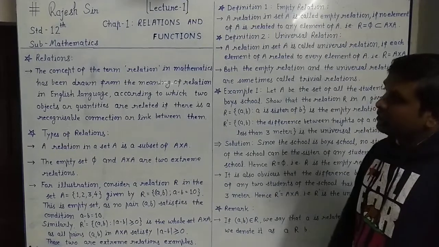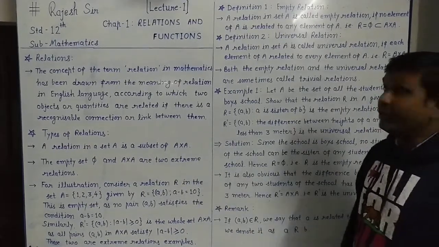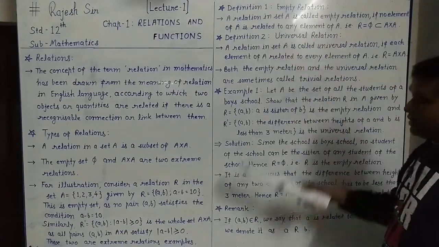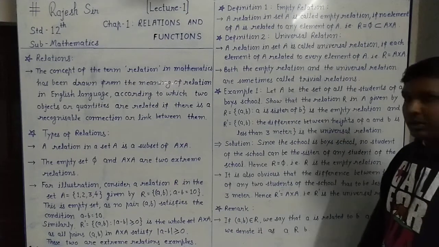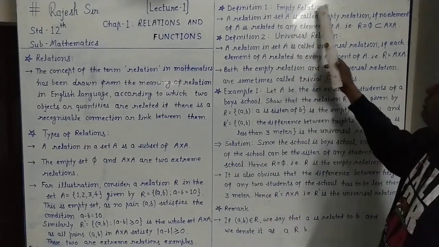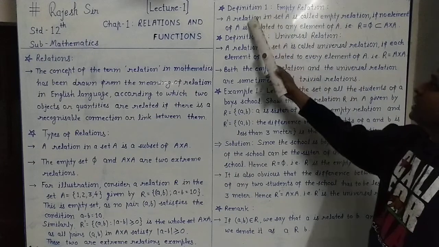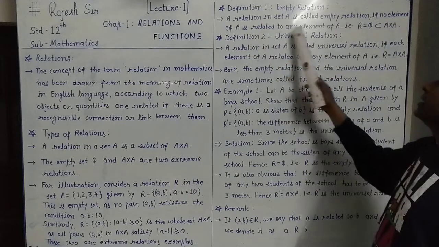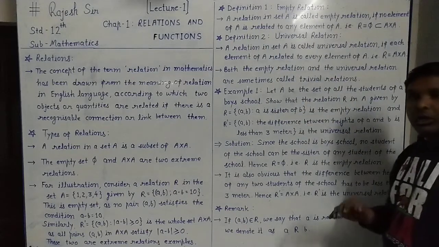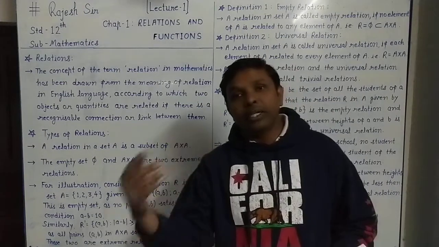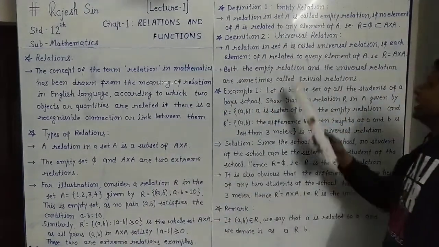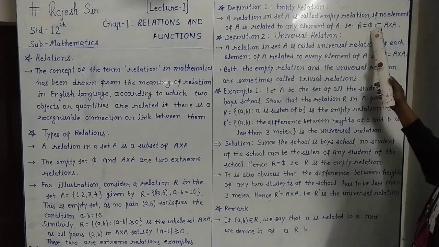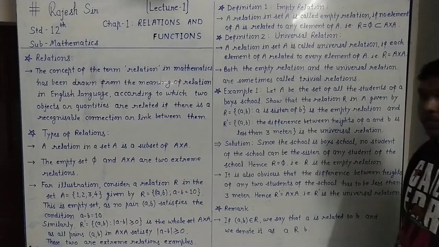Now from this understanding of types of relations, we will have some definitions. We can now define what is an empty relation and what is a universal relation based on these two examples. The first is the empty relation. A relation in set A is called an empty relation if no element of A is related to any element of A. If you are not getting any element related to any other element in set A, then you say that it is an empty relation, that is R equals phi, the empty set, which is a subset of A cross A.